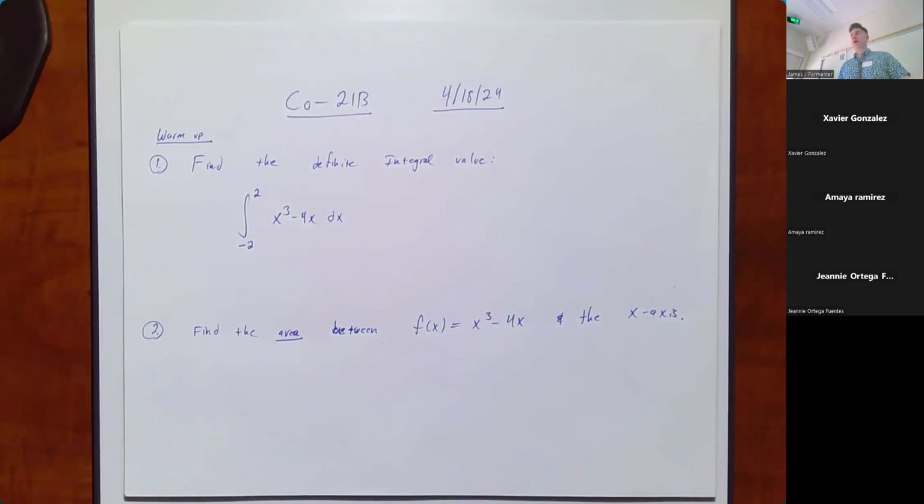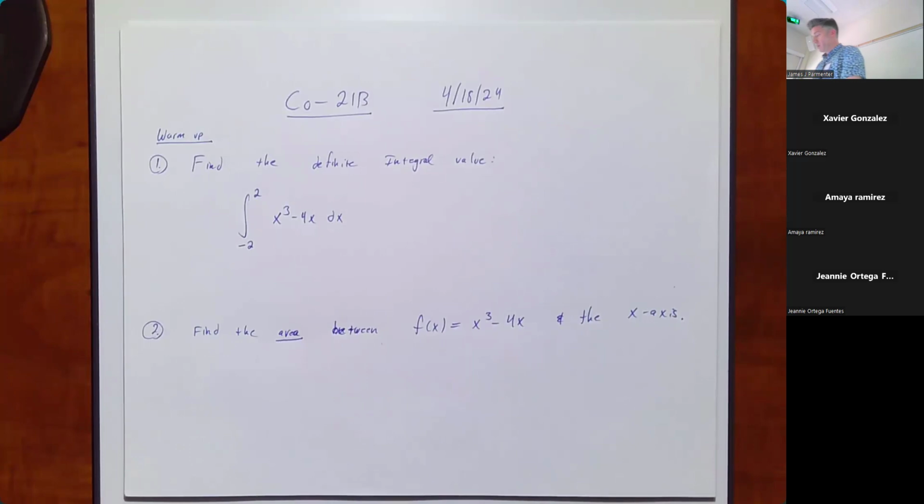Let's talk about these two similar but different questions. This first one is asking us to evaluate the definite integral from -2 to 2 of x cubed minus 4x. We can do it the long way, but you might recognize that the function is odd, so the integral is going to end up equaling 0.